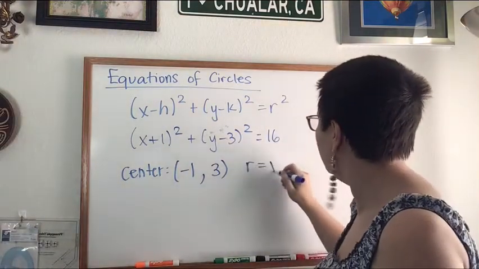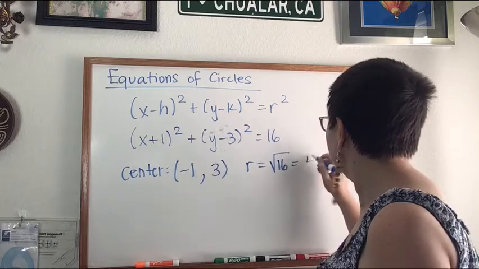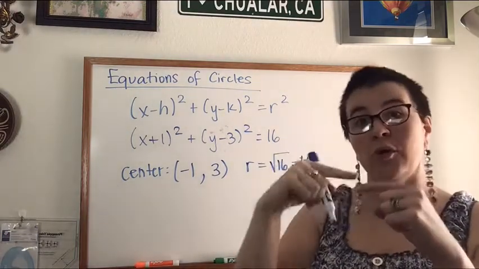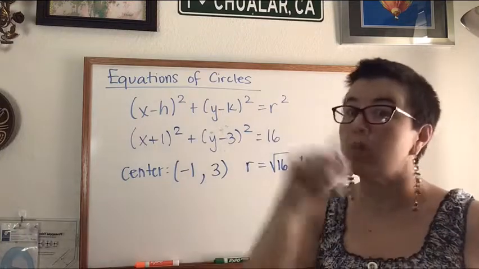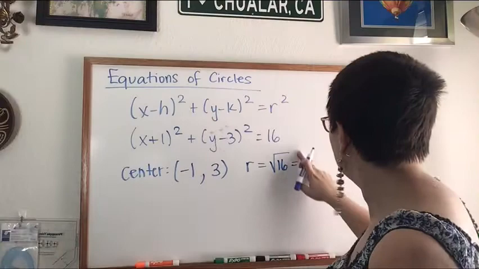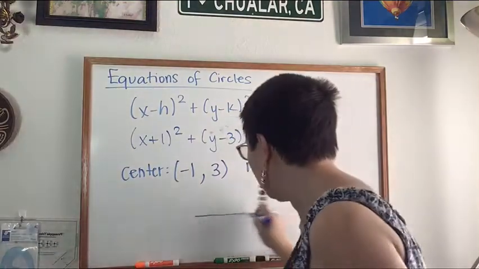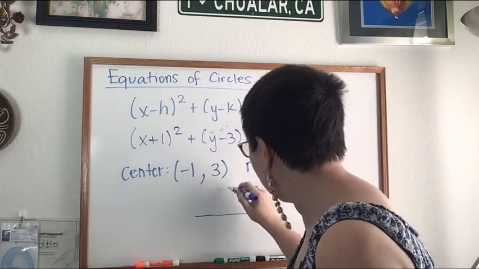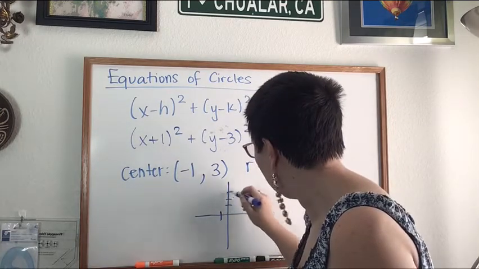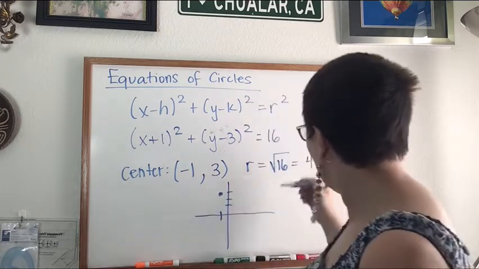Our radius will be the square root of 16, which is 4. Now, technically, it is plus or minus 4 because we go up 4, down 4, right 4, left 4. You really go 4 all the way around the circle, but you don't need to include the plus minus because it's not going to really make a difference in the way we're thinking. All right, so my center is at -1, 3, and then I need to count 4 in every direction.